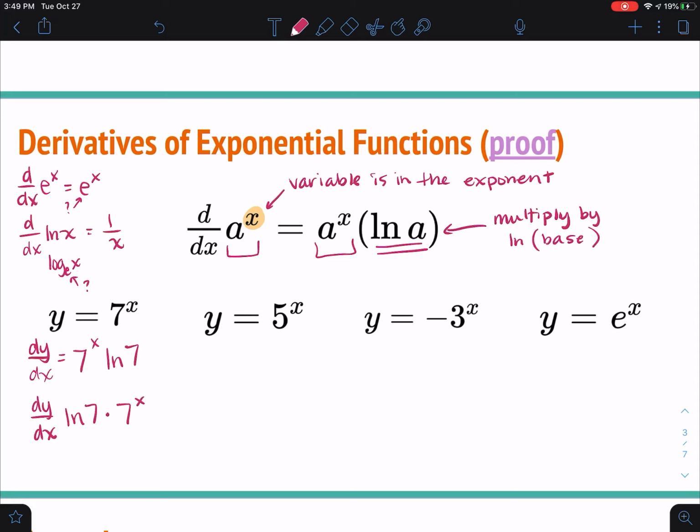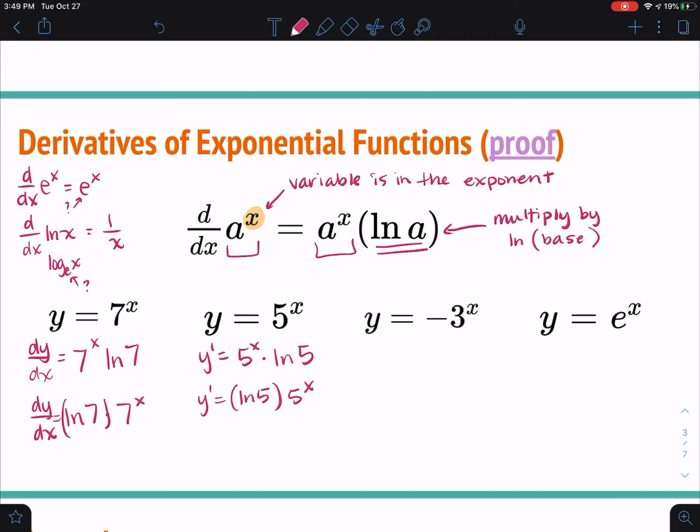All right, the second one, I'm going to use y prime this time, same thing. So it's going to stay 5 to the x, and then I'm just going to multiply by the natural log of 5 this time. So if I want to flip those around, I can. Natural log of 5 times 5 to the x, that works also.